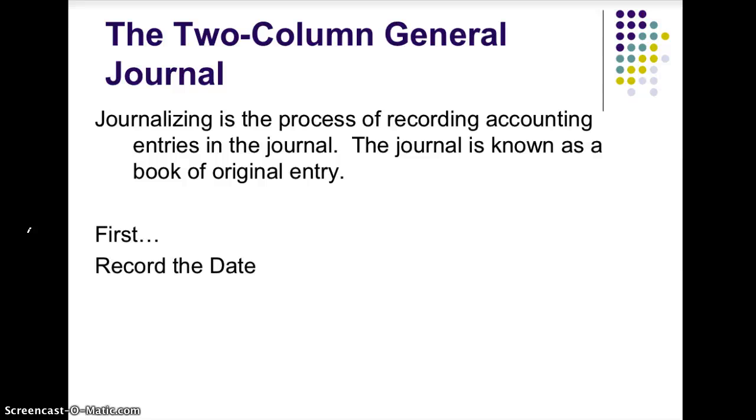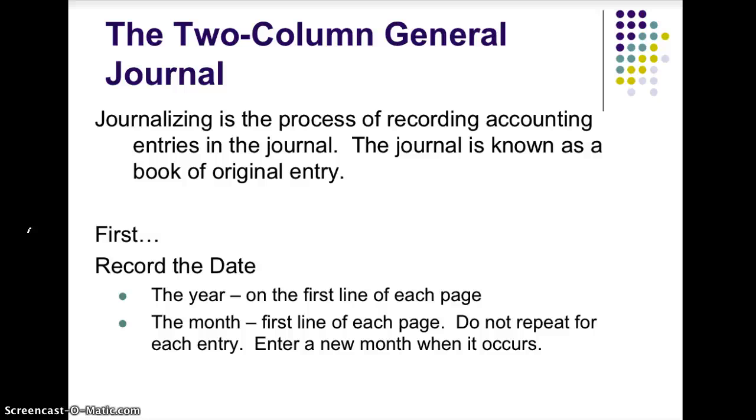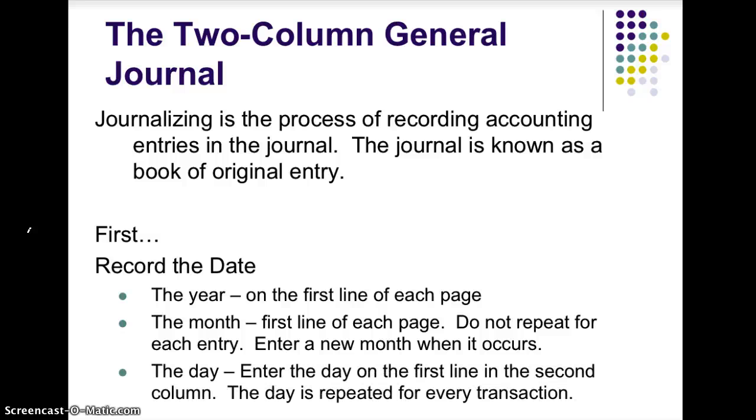First, we have to record the date. The year is put on the first line of each page. The month is also on the first line of each page. We do not repeat the month for every entry as it's understood, so we enter the next month when it occurs. And then we have the day. We have to enter the day for each line of the second column. The day is repeated for every transaction.